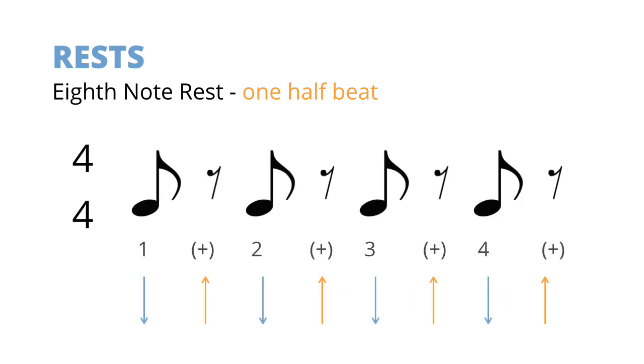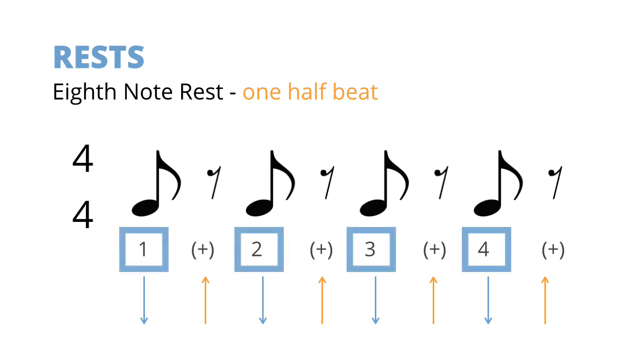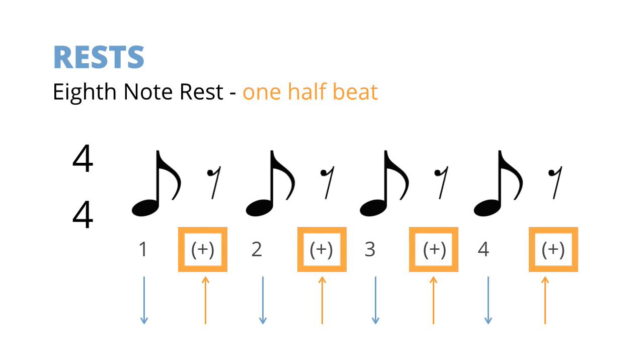Here's how we count them. In this example, we see 4 eighth notes, each followed by an eighth note rest. The first eighth note lands on the beat, so we count it with the number of that beat. The eighth note rest gets the second part of the beat, the up part of the beat.